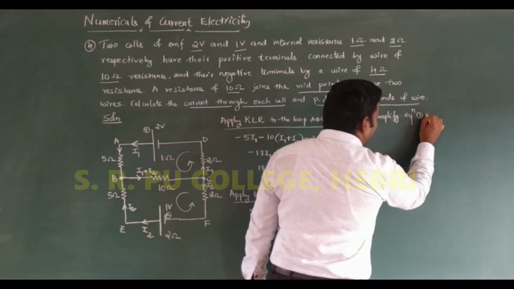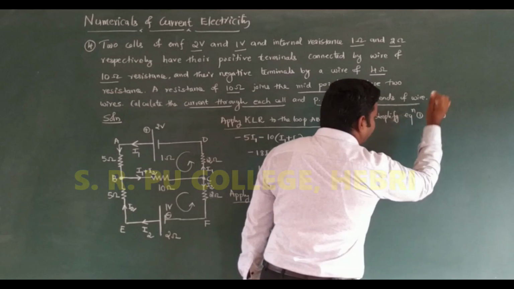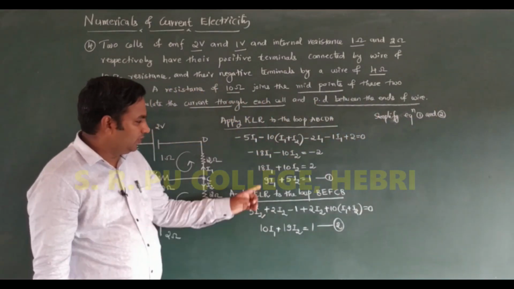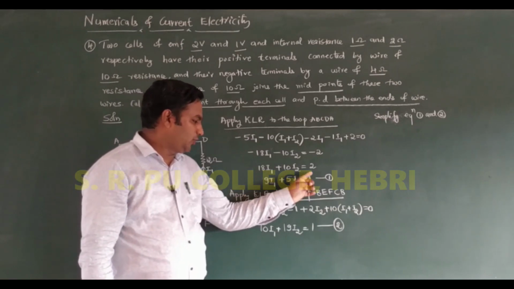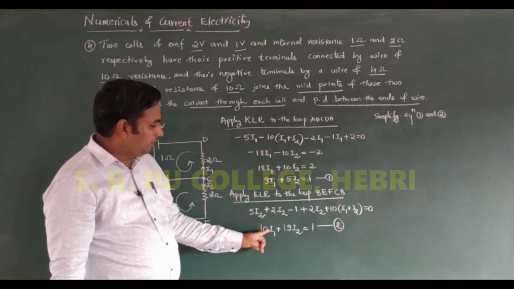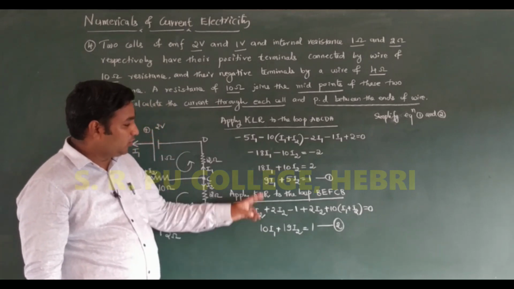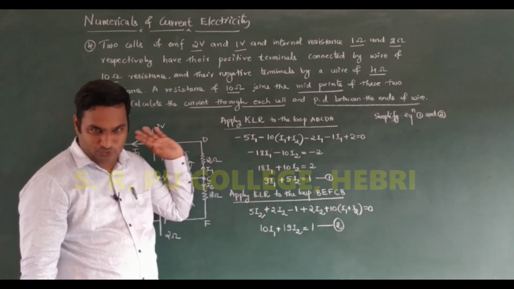Once you simplify equations 1 and 2, 9I1 plus 5I2 is equal to 1. 10I1 plus 19I2 is equal to 1. Here I want to cancel any one out of these two.